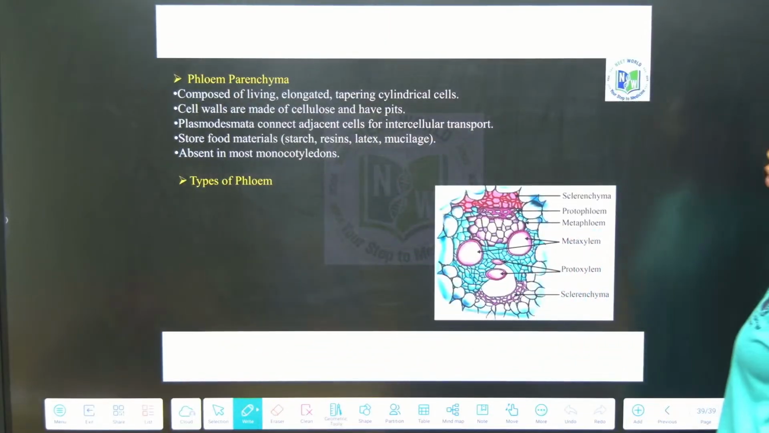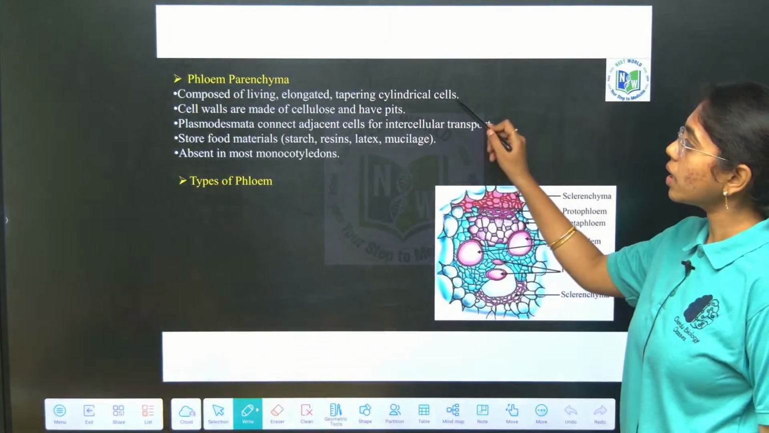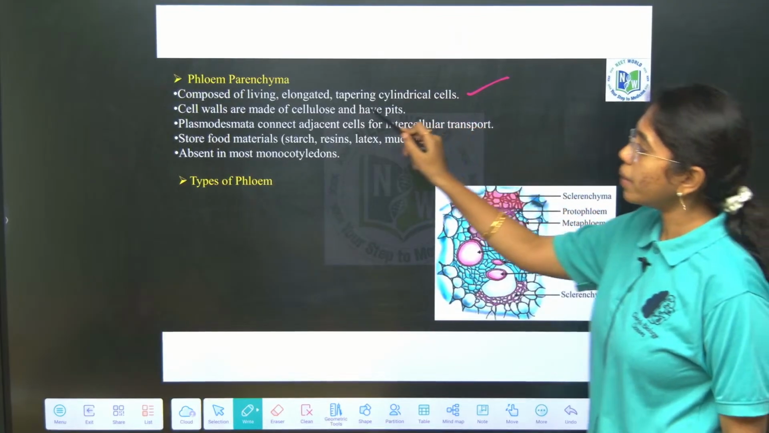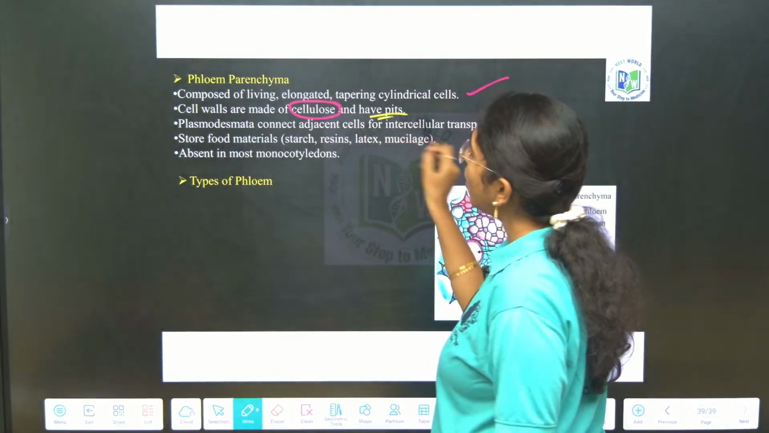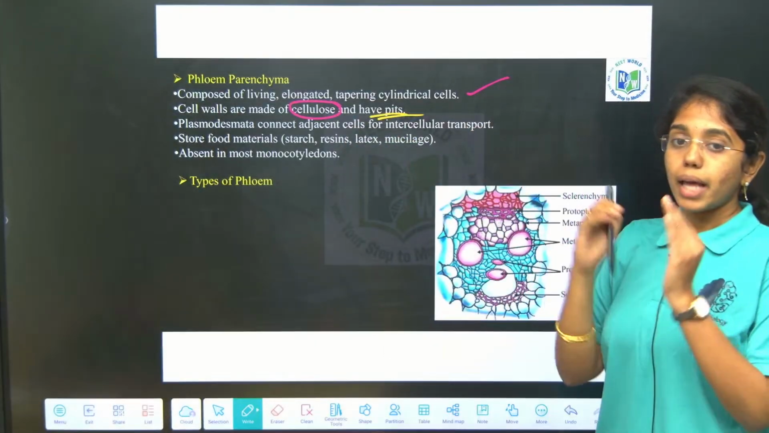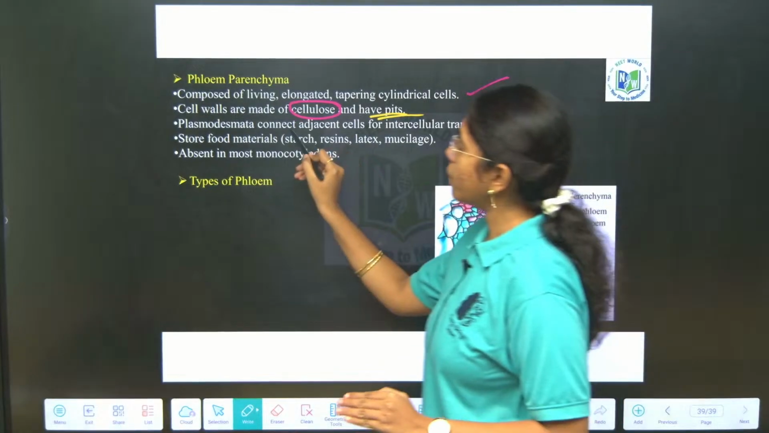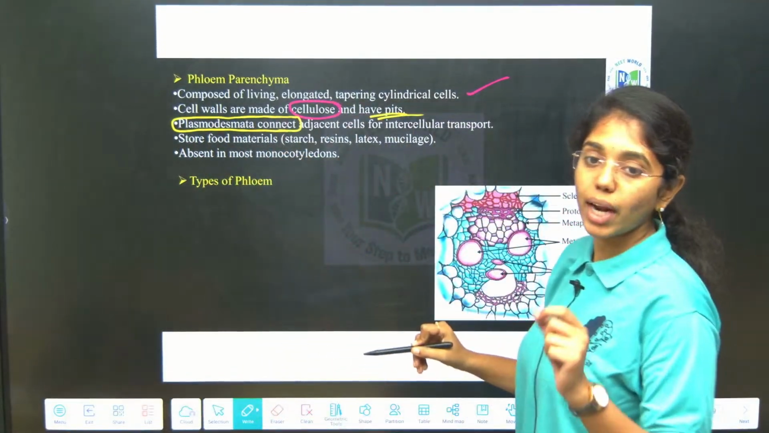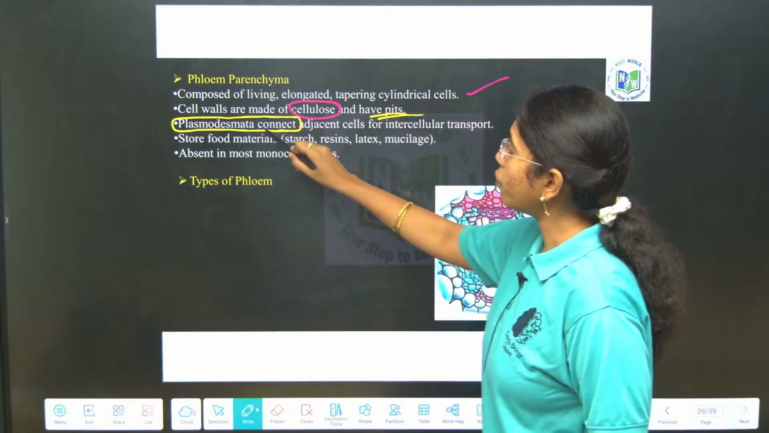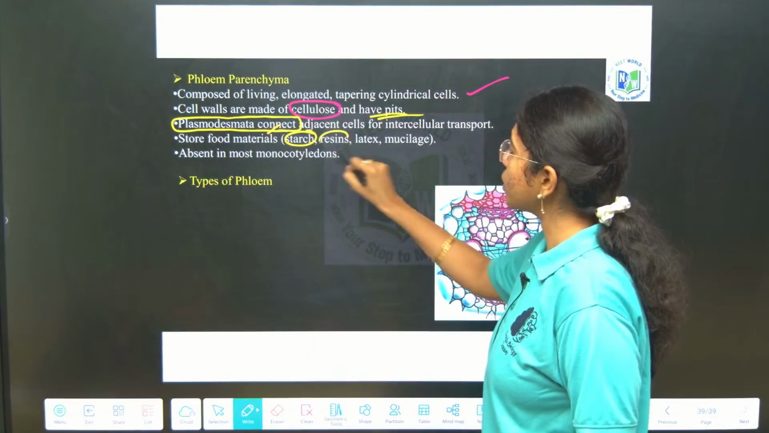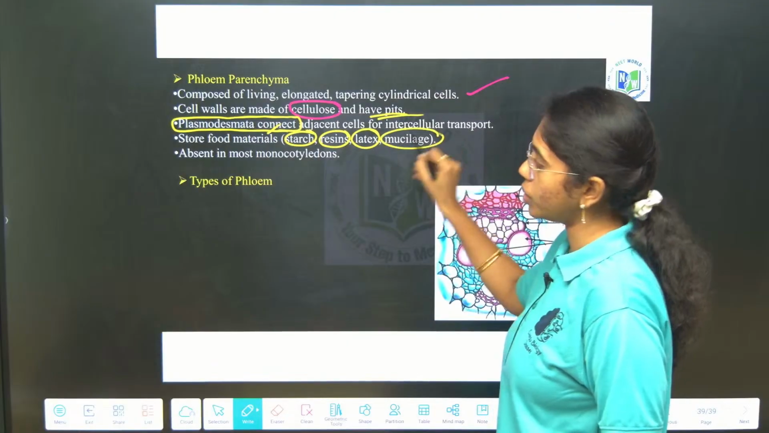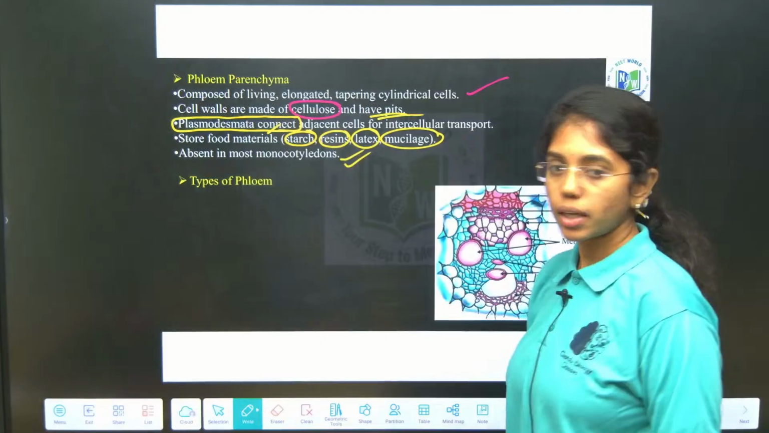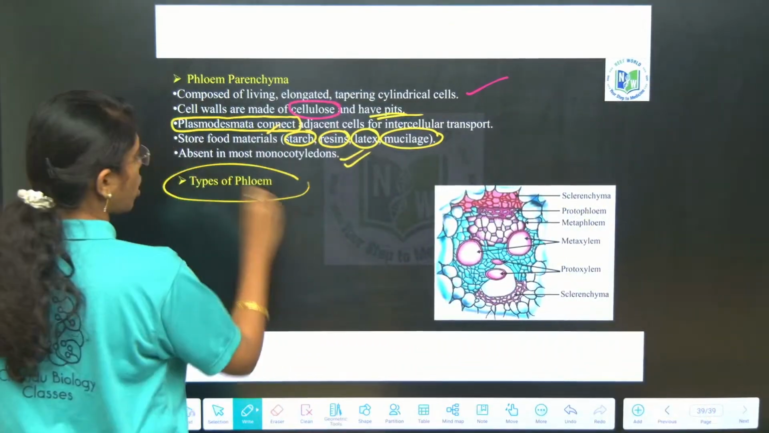Then at last, phloem parenchyma. It is living and has tapering cylindrical cells, and cell walls are made up of cellulose and they also have pits. They are connected by what? Plasmodesmatal connections to the adjacent cells for intercellular transport. And they store food material like starch, resins, latex and mucilage. They are absent in most of the monocots. Clear?